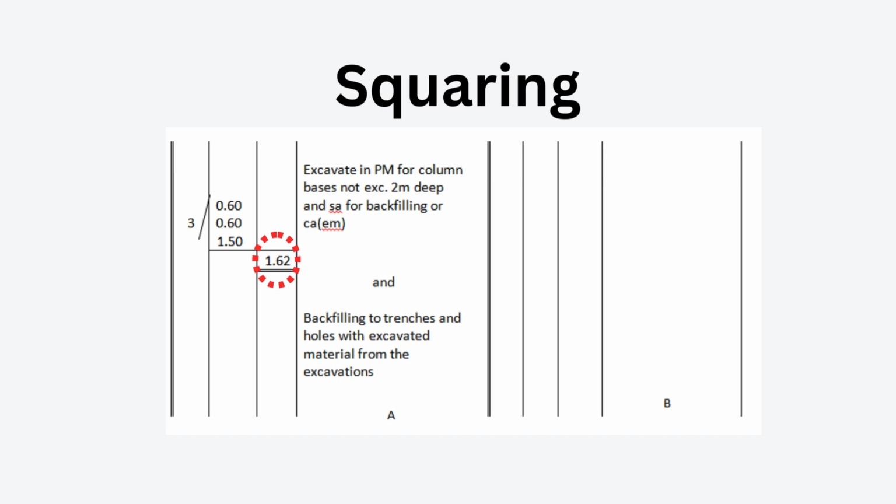The squaring column, which is also known as the working up column, contains the final calculated quantity based on the measurements recorded in columns 1 and 2. And this is where all calculations are completed and the final total quantity is written. It is double underlined to indicate that it is a final value that will be transferred into the bill of quantities. In the example shown here, we have squared the three bases, each measuring 0.6 by 0.6 by 1.5 meters, and that gives us a product of 1.62 cubic meters.